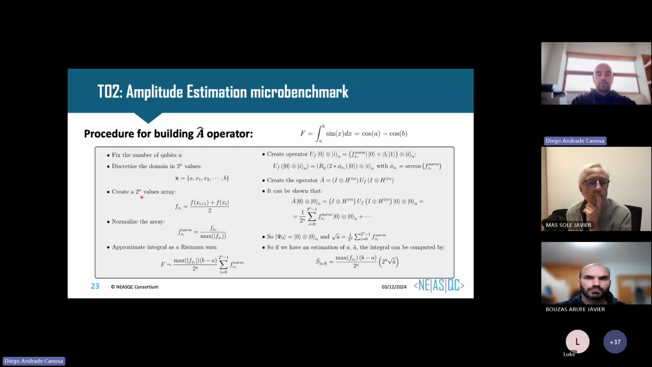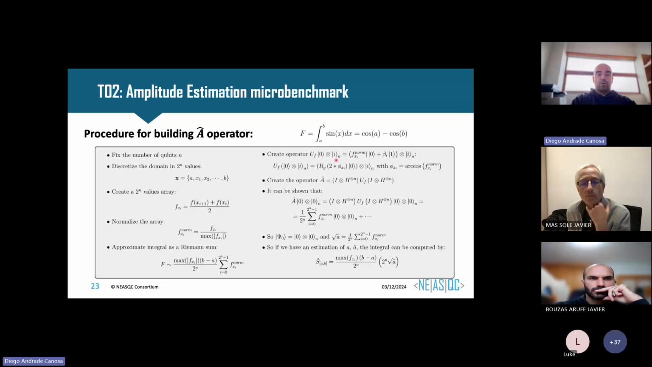So in order to do this, we have designed this execution procedure for the benchmark test case. The first steps, as it happened in the other case, are going to be just for discretizing the domain and creating different values for different points of the integral. And at the end of this classical preprocessing, I'm going to approximate the value of the integral using a Riemann sum. So in here is where the quantum part starts.